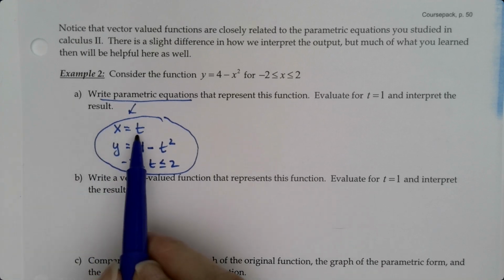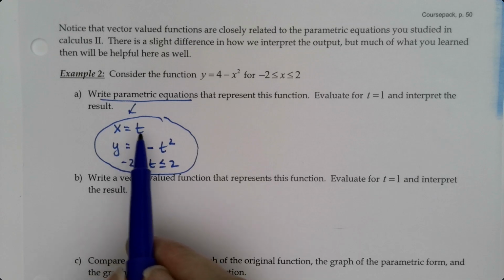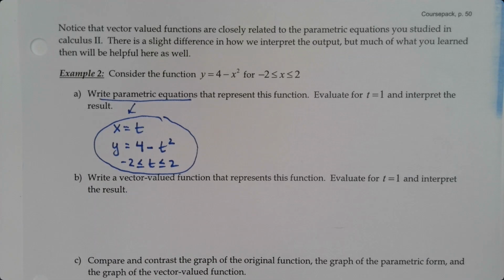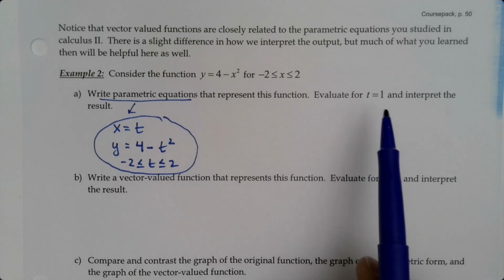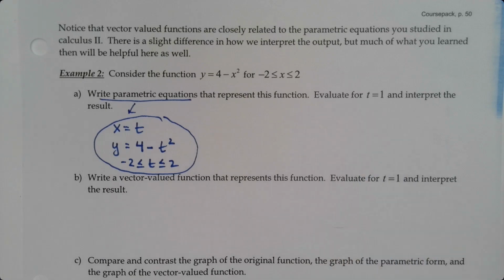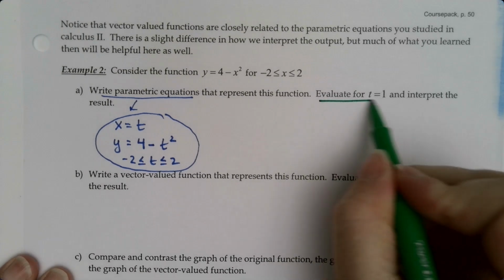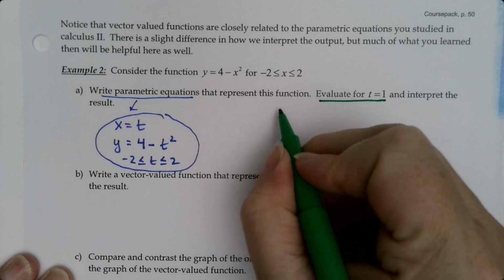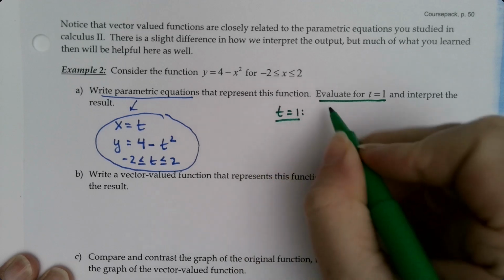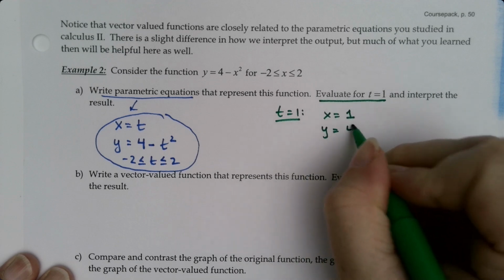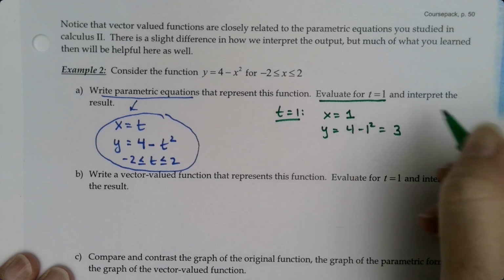And again, there's nothing special about t. I mean, you could do t over 3. You could do 5t. You could do all sorts of things. There's infinitely many ways to do this. Now you're going to evaluate this for t equals 1 and interpret the result. Okay, so let me do that over here. So we're going to evaluate. So for t equals 1, x would be 1. y would be 4 minus 1 squared, which would be 3.